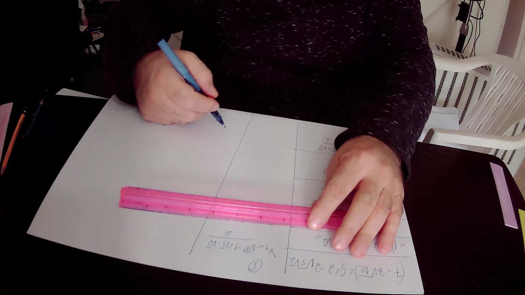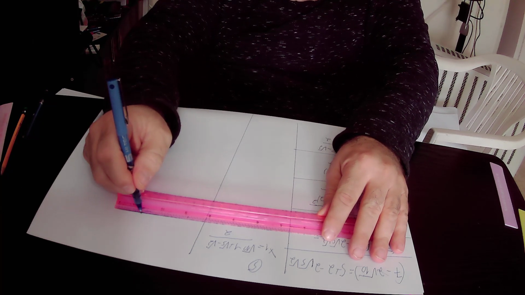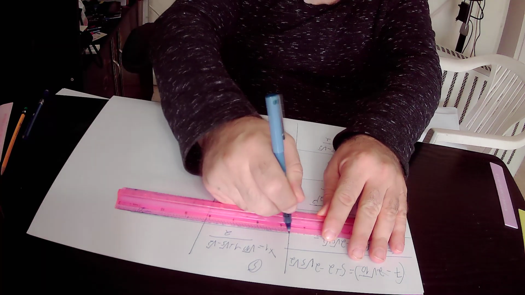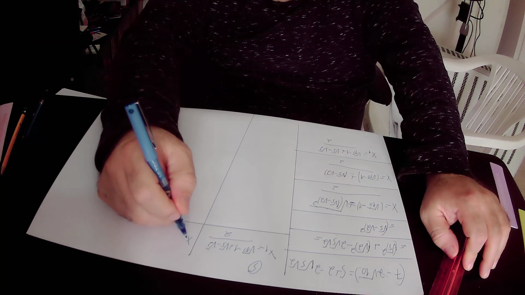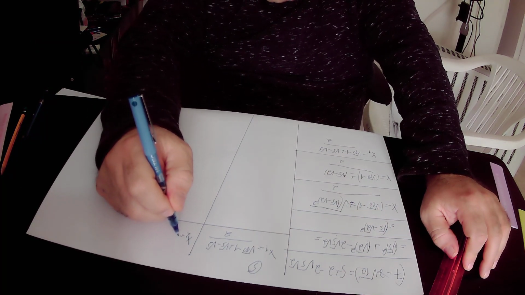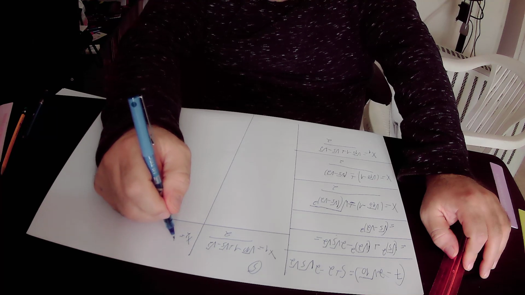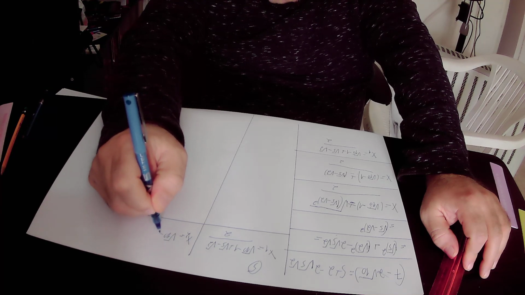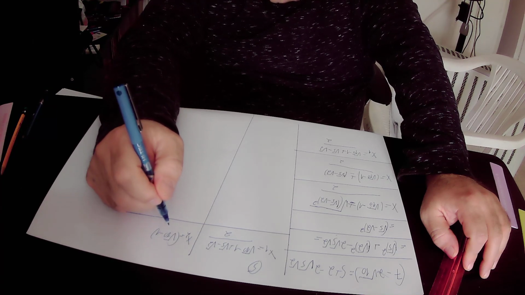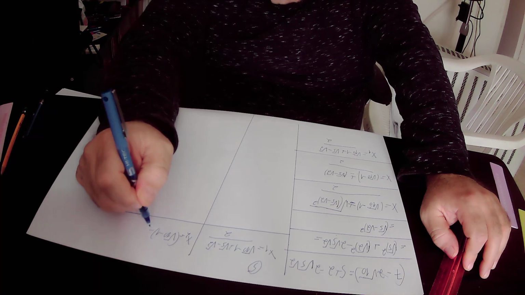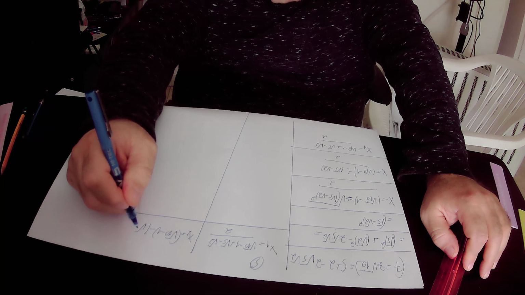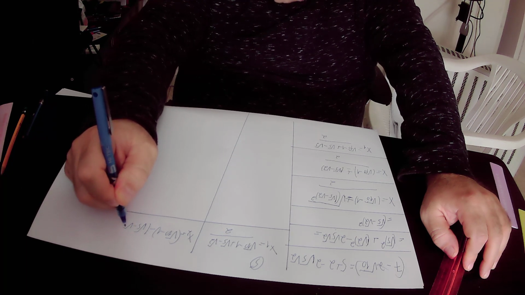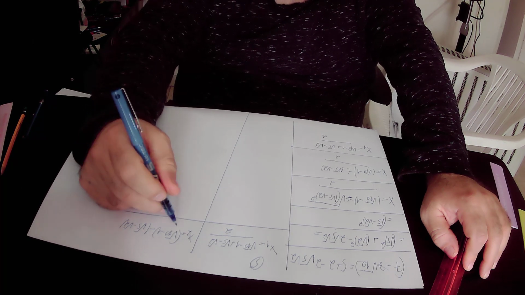And the second solution is x2. x2 will be equal to the square root of 10 minus 1 minus the square root of 5 minus the square root of 2, all divided by 2.